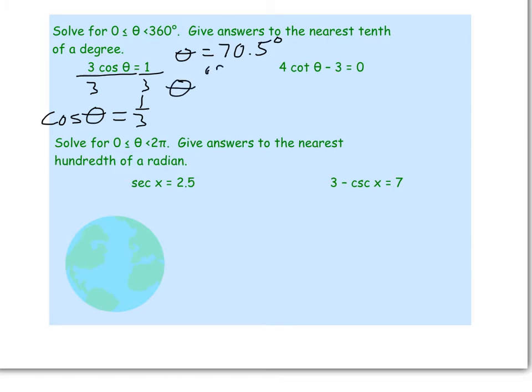And then to get solution number 2, I'm going to take 70.5 and subtract it from 360, just like the rule said. And 360 minus 70.5 would be 289.5. Same process with cosine, just a slightly different rule, that I have to subtract the first solution from 360. Okay?